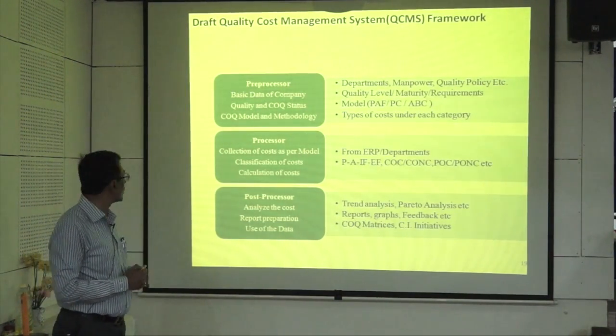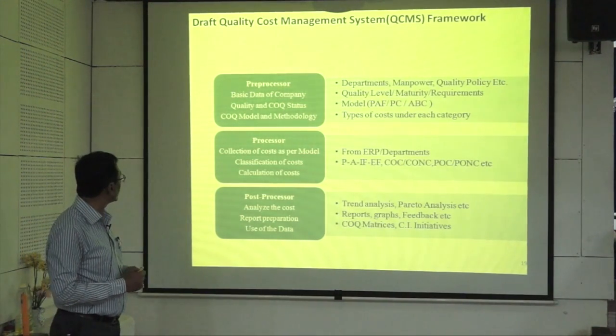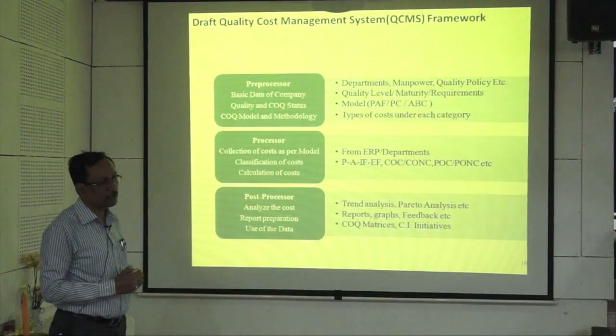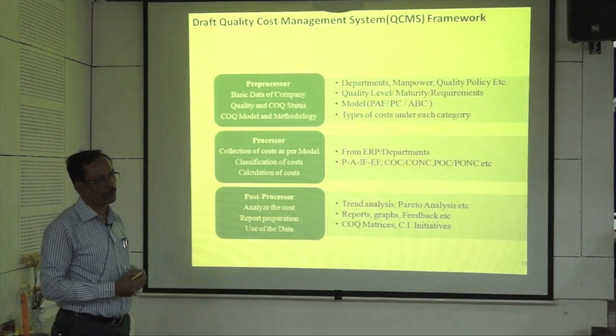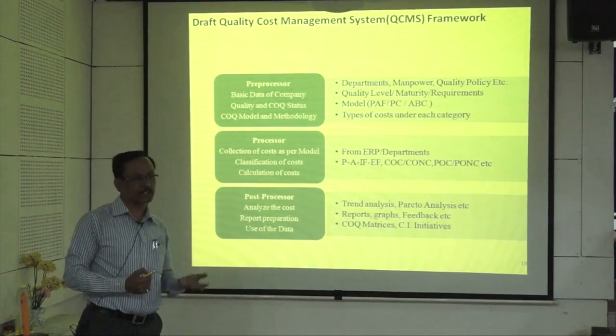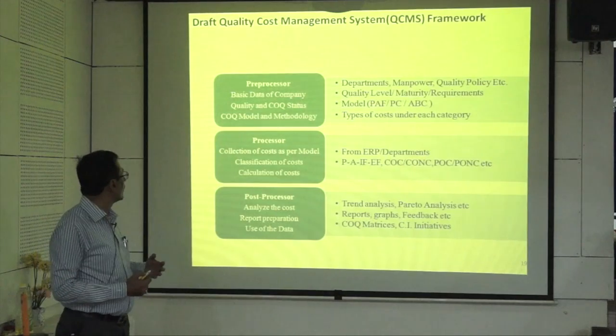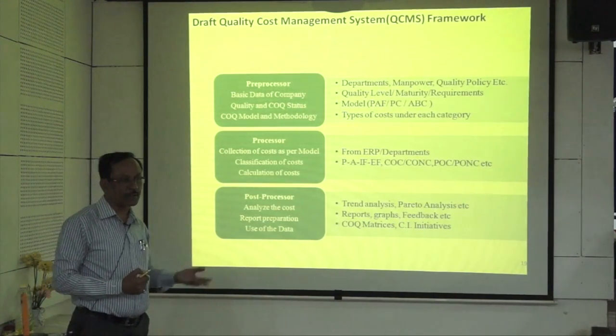One, a pre-processor, second, a processor, and third one is a post-processor. Pre-processor is related to the basic data of the company. It may be general information as well as quality related information. Then what is the cost of quality status, whether it is existing or non-existing, and after that we have to decide on the type of model.